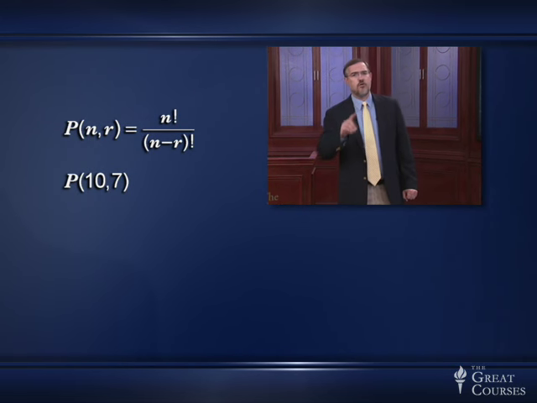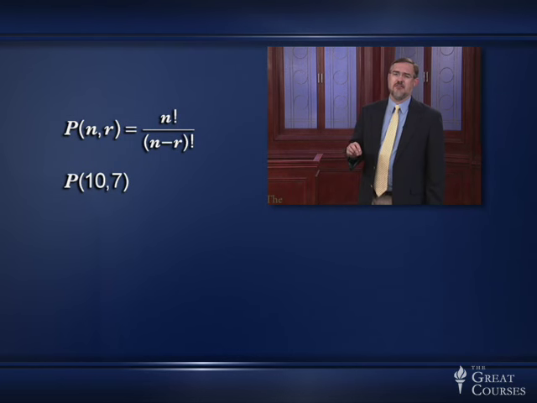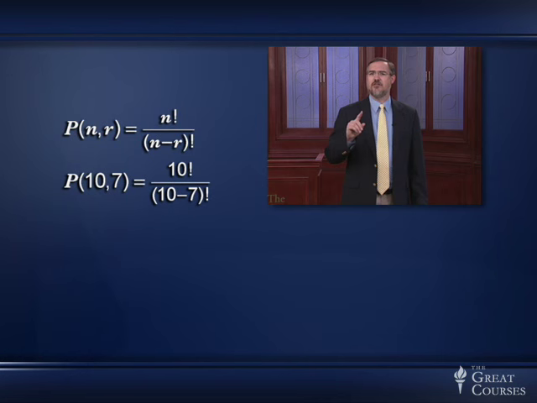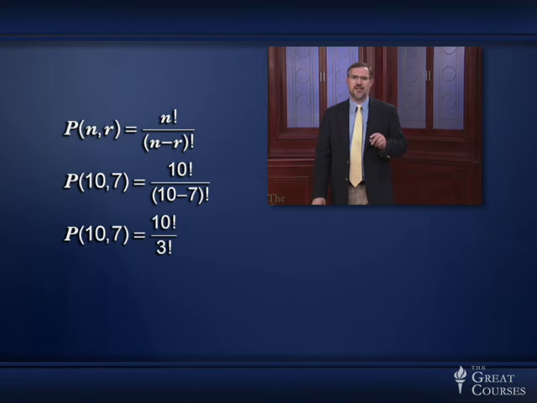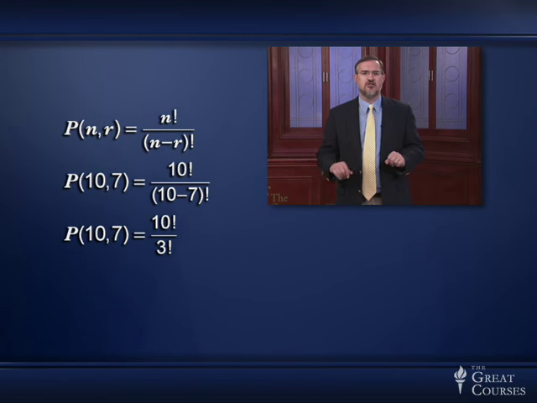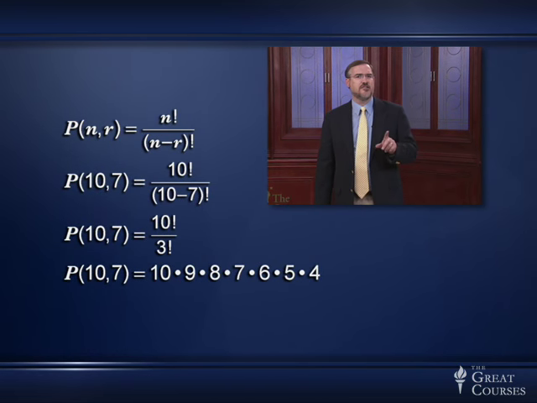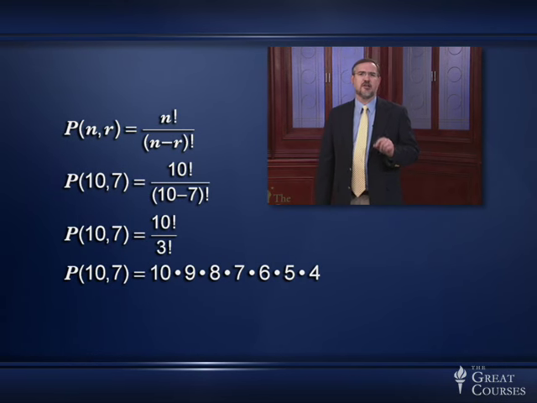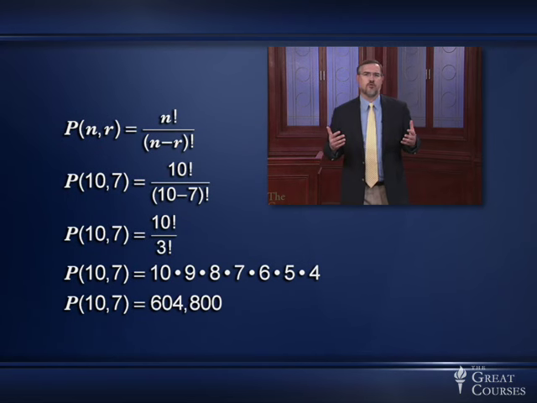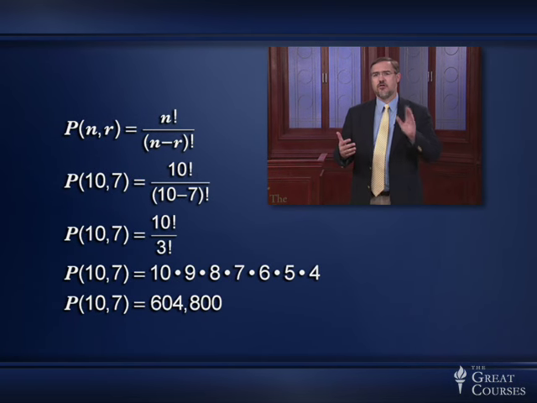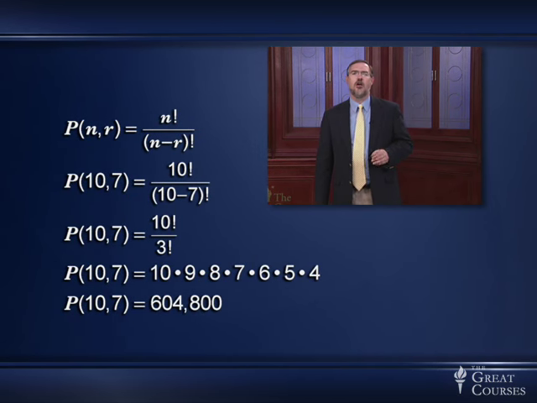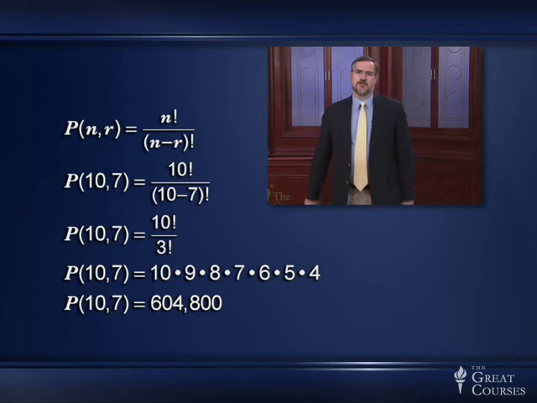Well, according to our formula, P of 10, 7 is the same as 10 factorial divided by 10 minus 7 factorial, which is 10 factorial over 3 factorial. And now if you write it all out and do some cancellation, you'll see that's the same as 10 times 9 times 8 times 7 times 6 times 5 times 4. And if you multiply all that out, you get 604,800. So there are that many phone numbers, again allowing 0 to be the first digit if you want, where all of the numbers are different.